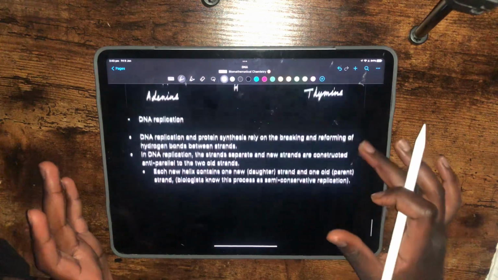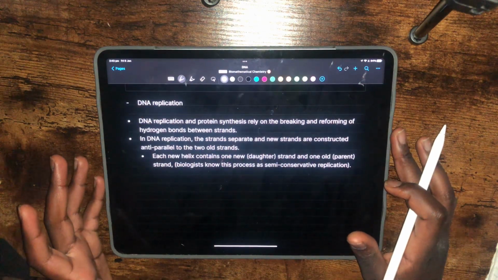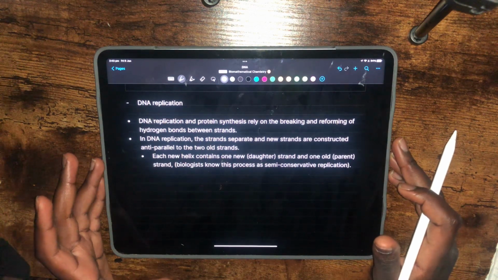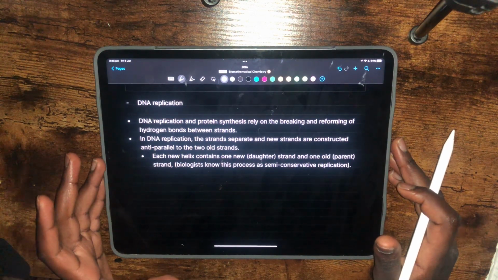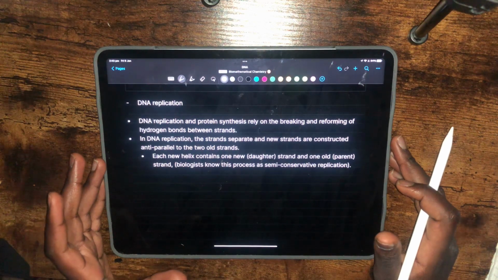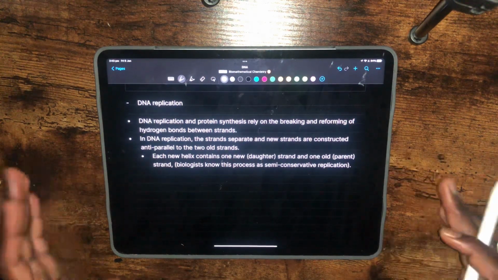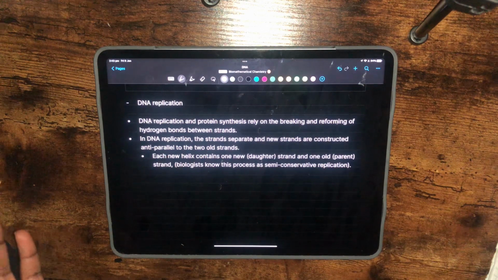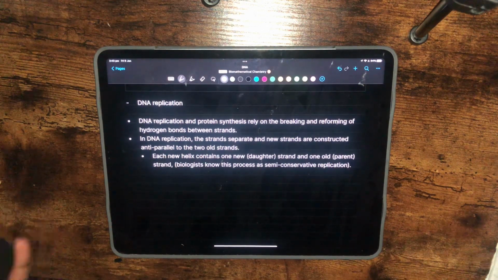So DNA replication and protein synthesis rely on breaking and reforming hydrogen bonds between strands. In DNA replication, the strands separate and new strands are constructed anti-parallel to the old strands, and each new helix contains one new daughter strand and one old parent strand. And in biology, we know this process as semi-conservative replication.